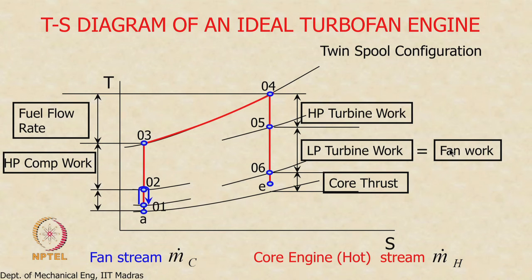This work is going to increase because I am moving this up, and this must produce enough work to do this. But keep in mind that this work will decrease now, because this is moving up. So, the HP compressor work is also moving up. The advantage now is, in the previous case 5 was fixed and 6 kept moving down. In this case 6 is moving down, but 5 is also moving up.